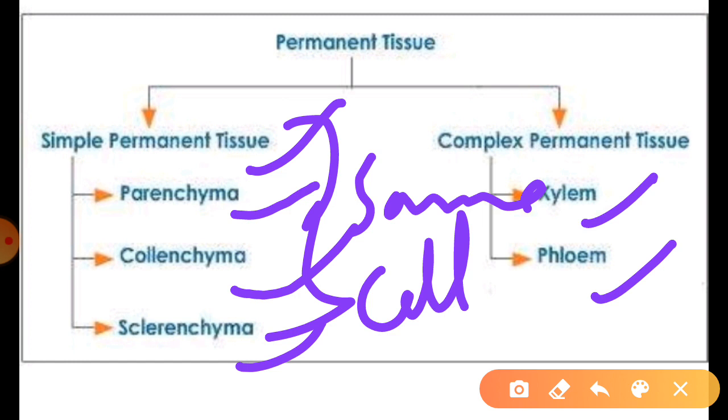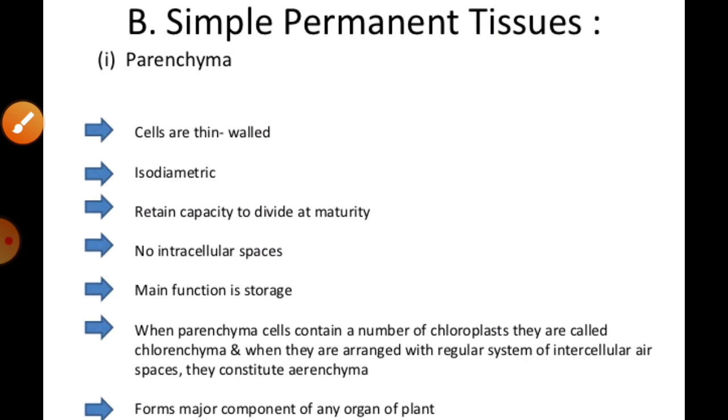So they are the simple permanent tissues. On the other hand, the complex permanent tissues, xylem and phloem, can play different kinds of roles. They are made up of different types of cells, more than one kind of cell. So they are known as the complex permanent tissues. First of all, we have to talk about the simple permanent tissue, in which we have to talk about the parenchyma. This parenchyma tissue plays a very important role for the plants.